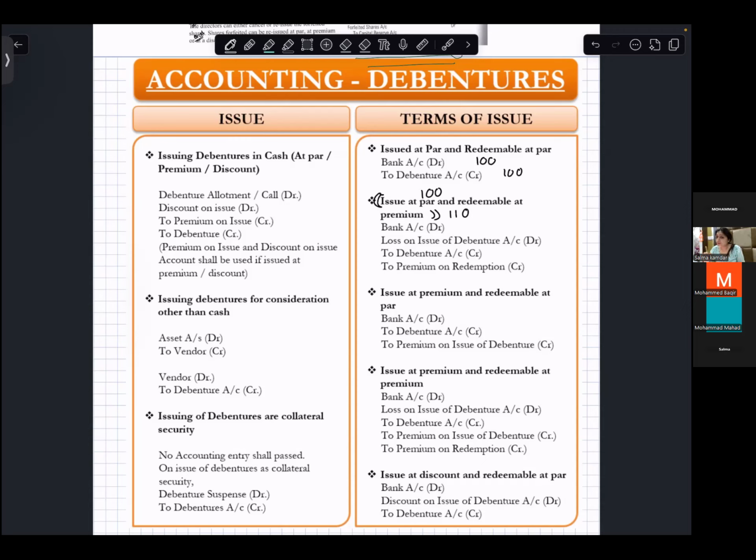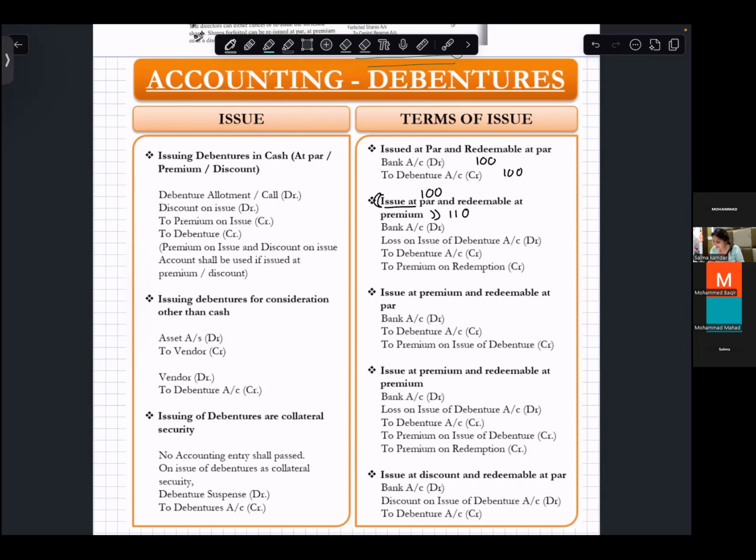How much are you going to get? What is the value of your debenture? 100. So how much are you going to get? How much did you issue at? 100. Issuing at is the amount that you're going to get. So you will get 100. How much are you going to pay back? 110.